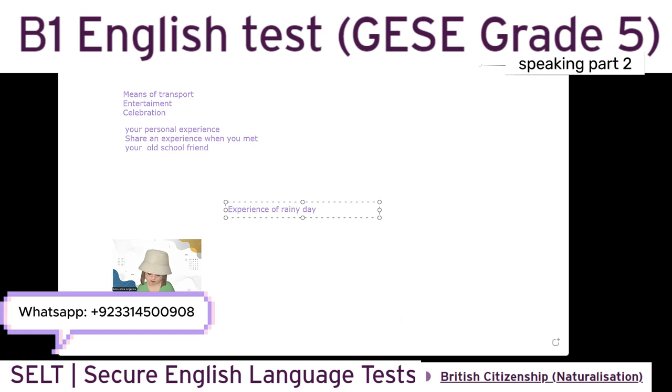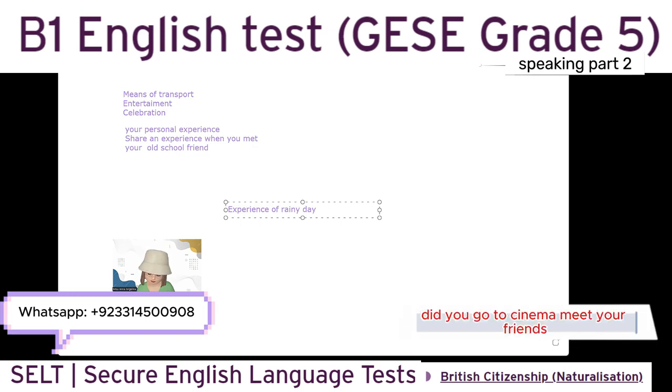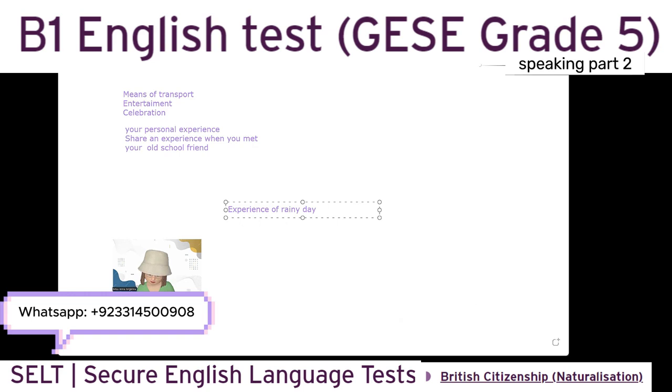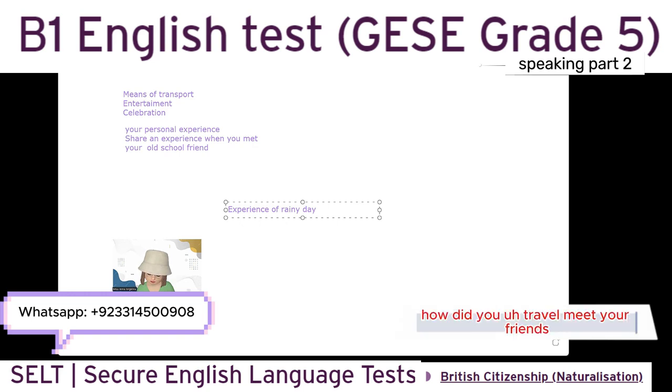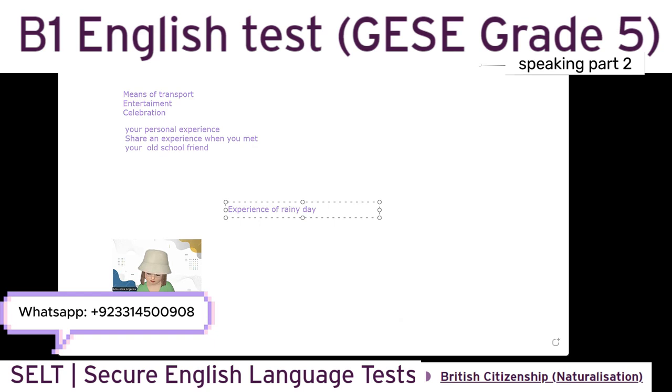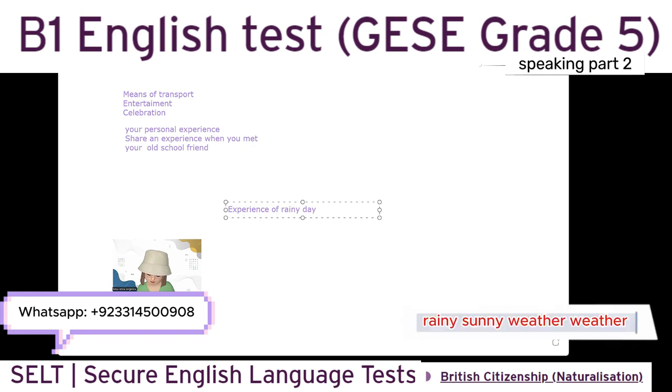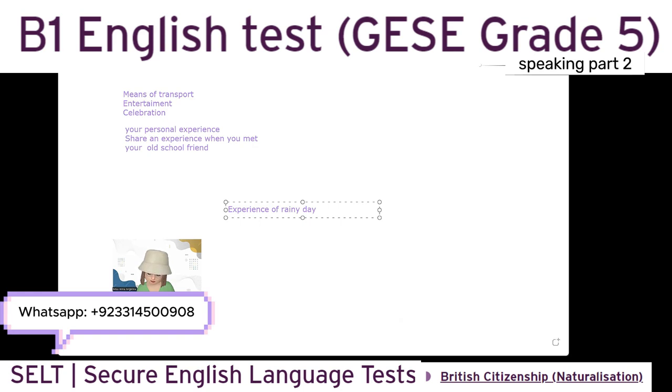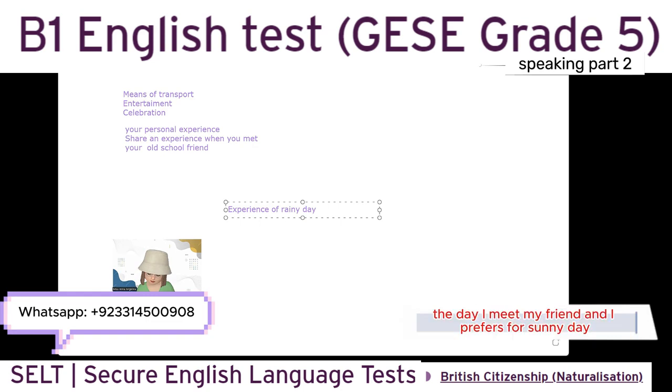Okay. Did you go to cinema to meet your friends? No, it's impossible, because my friends have two kids. I have two kids, not have time to go to the cinema. Okay. How did you travel to meet your friends? I traveling by train. It's faster. Okay. How was the weather? Rainy, sunny, weather. Oh, weather. Okay. The day I meet my friend, I prefer a sunny day. I don't like a rainy day. It's difficult for walking. It's a lot traffic.